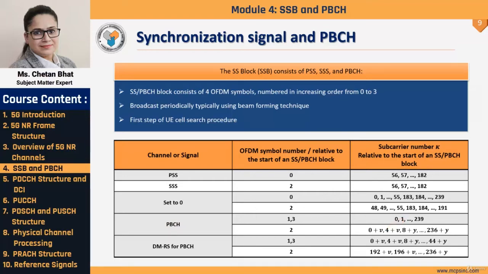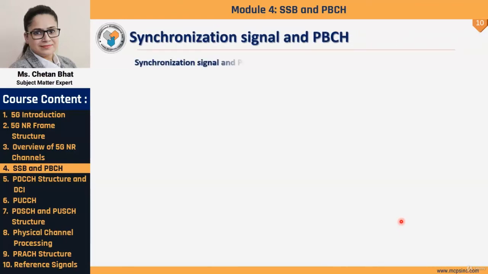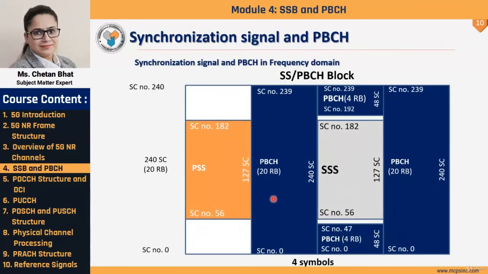For PBCH, all the 4 symbols carry PBCH information. So let's take a look at the picture. Here you have the picture in which we have 4 symbols 0, 1, 2, 3, and all the 4 symbols are carrying the SSB information. Symbol number 0 is carrying the primary synchronization signal. Symbols number 1, 2 and 3 are carrying the information with respect to PBCH, and then we also have symbol number 2 carrying the secondary synchronization signal.